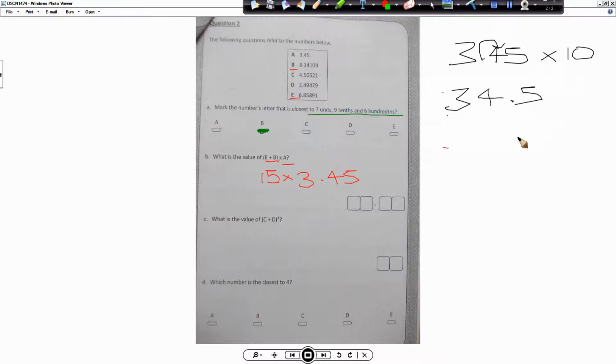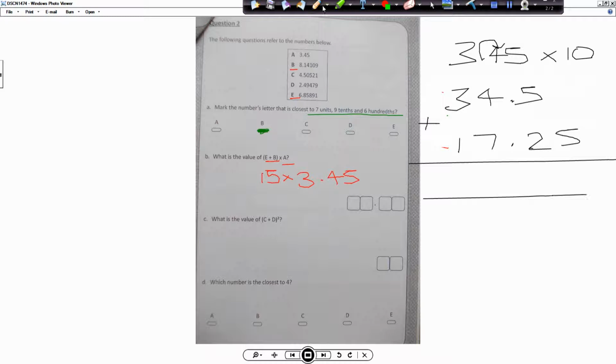Okay, and we need 15 lots, so 5 more. How do we get 5 more? 5 more is going to be half of 10 lots. What's half of 34.5? 17.25? Well done. And now what do we do? Add them together. So we've got these, you've got to add them together. So that gives you 5, that gives you 7, that gives you 11, and that gives you that. So the final answer is 51.75. Right, who got that right?